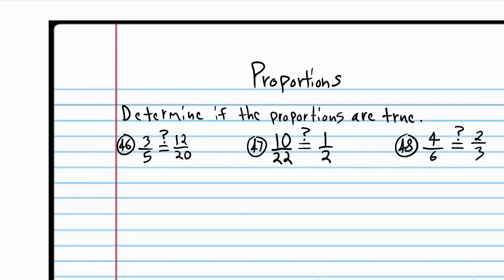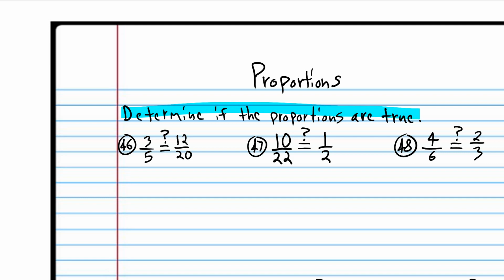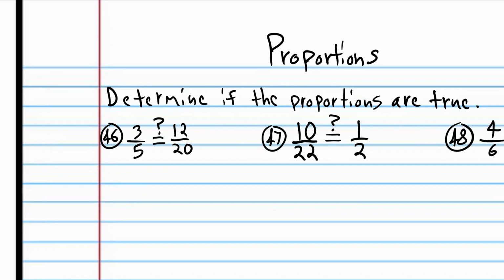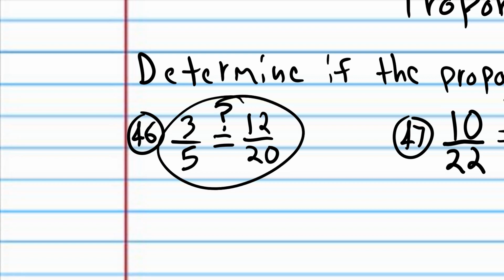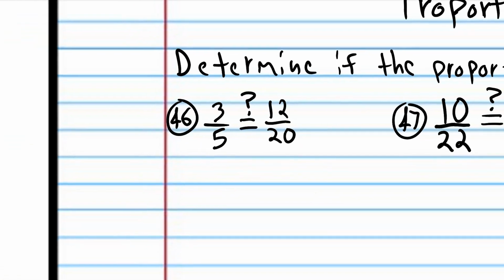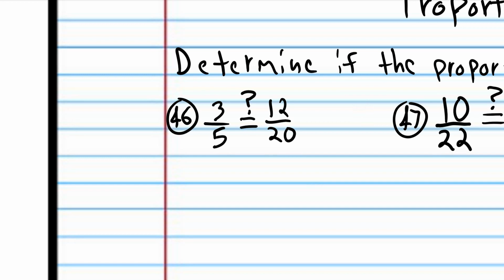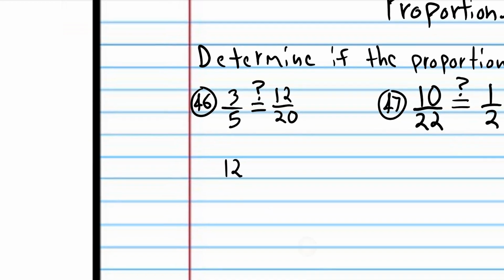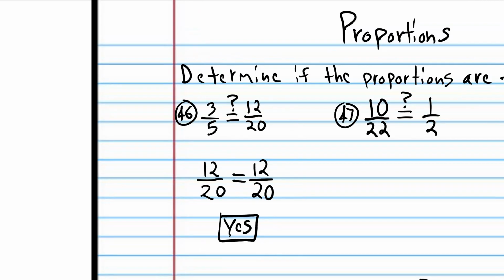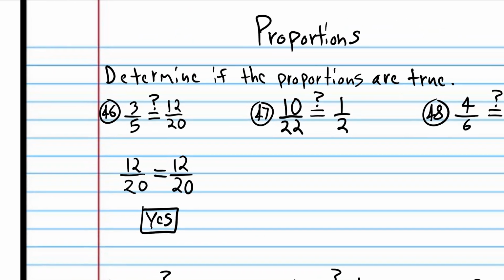Okay, so it says determine if the proportions are true. So in order for these proportions to be true, these fractions have to be equivalent. So what I'm going to do is multiply both sides of this fraction by 4. 3 times 4 is 12. 4 times 5 is 20. Are those fractions equal? Yes, they are. So the answer is yes. That proportion is a true statement.